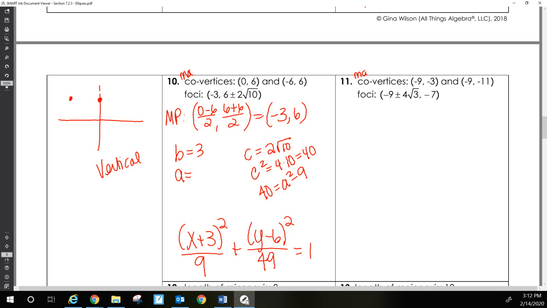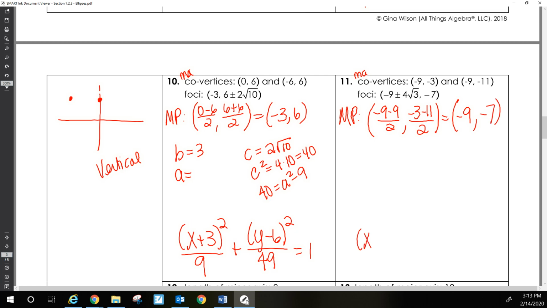All right, let's see if I do better on number 11. Hopefully you got 10 better than me. All right, the midpoint of my covertices is going to be my center. So negative 9 minus 9 divided by 2. Negative 3 minus 11 divided by 2. That's going to be negative 18 divided by 2, which is negative 9. Negative 3 minus 11 is negative 14. Divided by 2 is negative 7.